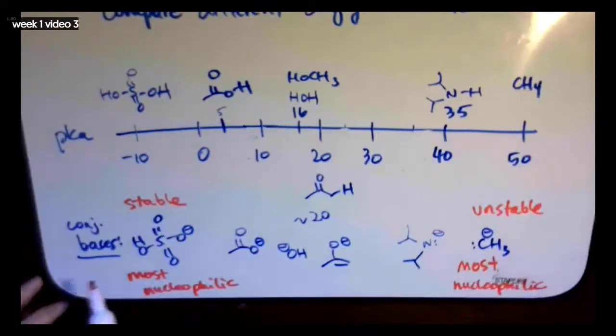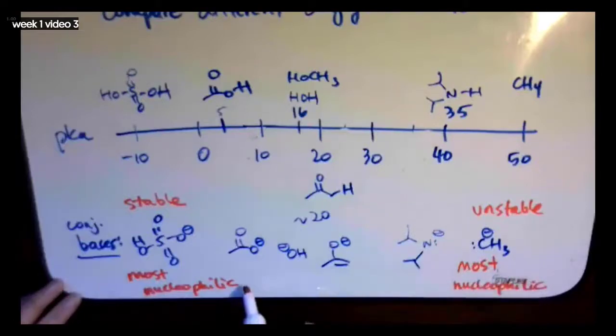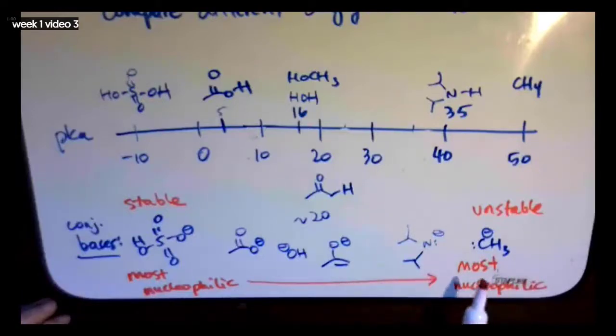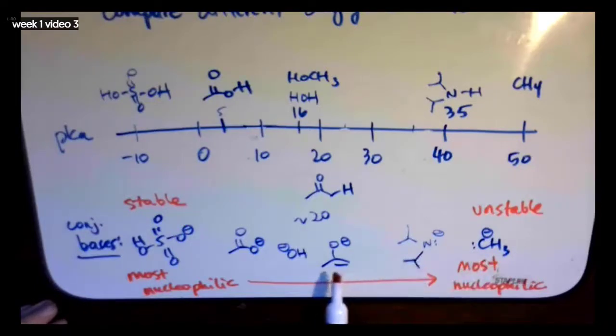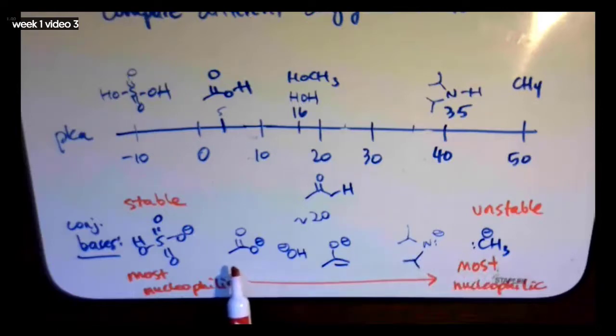And so then we think about nucleophilicity here. The scale goes that the most nucleophilic are going to be the carbanions, next the amide, next the enolate, next the alkoxide, next the acetate, and finally the sulfate, which is really not nucleophilic at all.